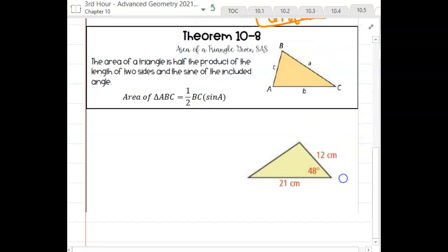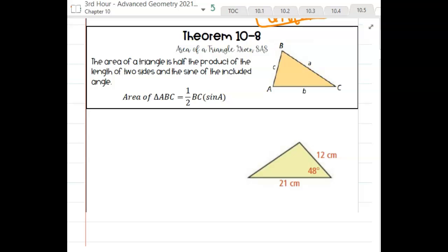So there's this formula. It's just an application of what we just did. If we wanted to go through the proof, we totally could, but for time's sake, we're not going to. It turns out that to find the area of any triangle, you take half the product of the lengths of two sides. You're going to pick two sides, multiply those together times 1/2, and multiply that by the sine of the included angle. Sounds pretty confusing.